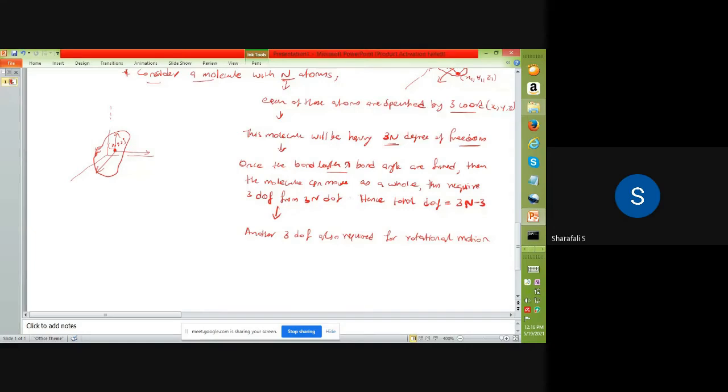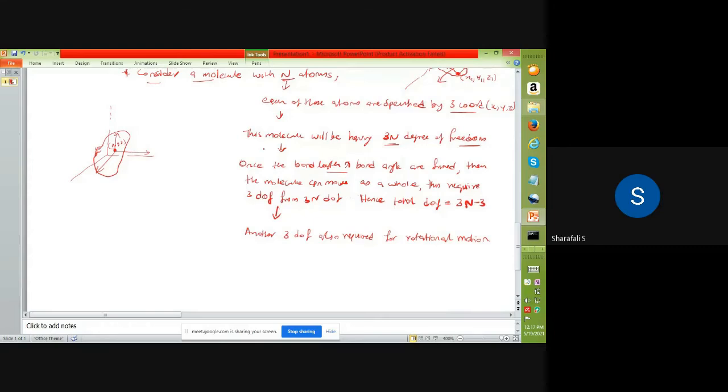for the translational motion. So when the molecule moves as a whole, we have to consider the center of gravity point in order to represent the molecule. If you are considering an atom, that can be considered as a point in the Cartesian coordinate. But when you are considering the molecule as a whole, it is not a point. So we have to specify a point, and that point will be the center of gravity of that molecule. If you are considering any rigid body, the center of gravity of that particular rigid body will be the point where we represent that in a coordinate system.